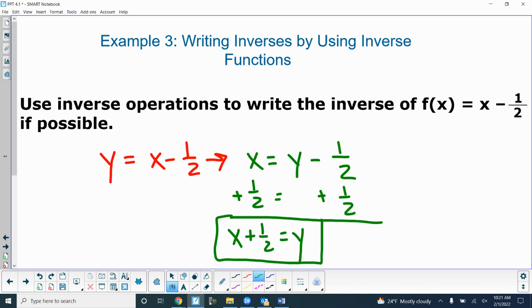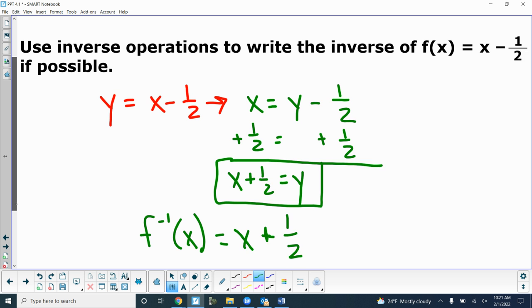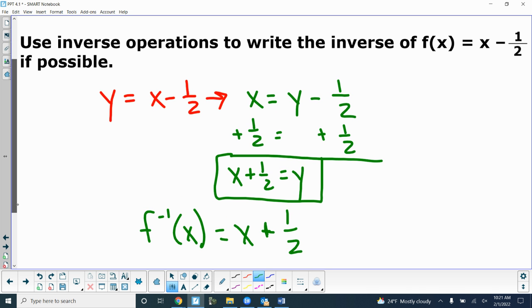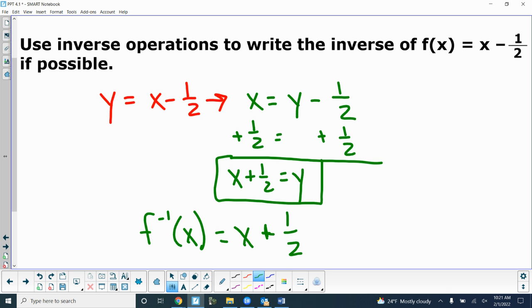Pretty easy, right? Simple? So far, so good? I think that's it for that. You could write it f inverse if you want, but y equals is okay for me.